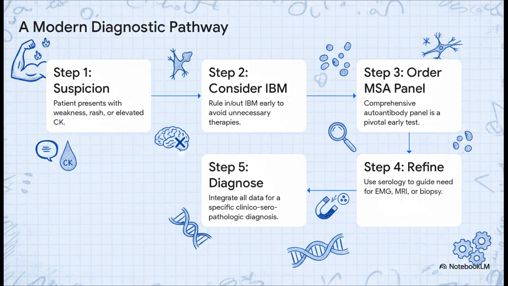So here's what a modern diagnostic pathway should look like. Once you have that initial clinical suspicion, the key is to order a comprehensive myositis antibody panel early on. Seriously, don't wait. The results of that panel then become your pivot point, helping you narrow your differential and decide strategically whether you even need an EMG, an MRI, or a biopsy. It's all about getting to a precise clinical seropathologic diagnosis much more efficiently.